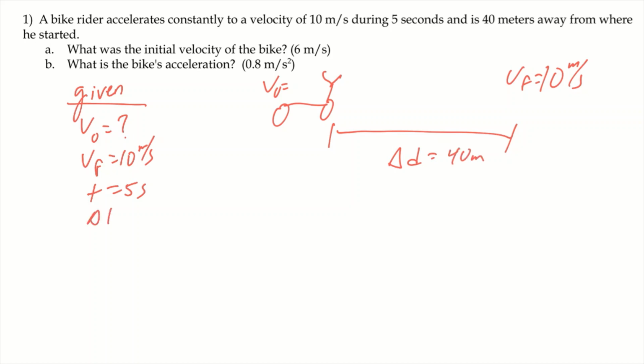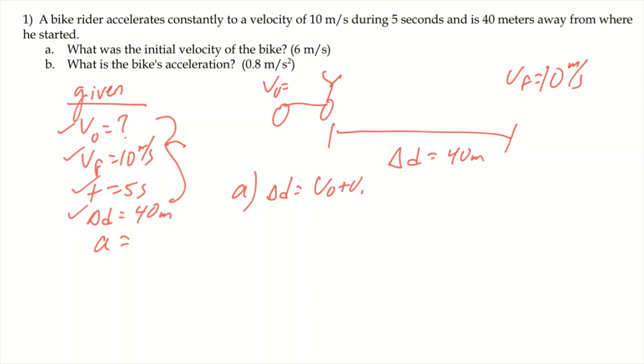So remember, you're looking to find 3 known values, and once you know 3, you should be able to find the other 2. In this case, the initial velocity is one unknown, and then acceleration is the other. Once you have your 3 givens, we're going to try to figure out the 4th one. We have the final velocity, time, and displacement, so we want to look for the equation that will help us. In this case, we're going to use this particular one: delta D equals (VO plus VF) over 2, times time.